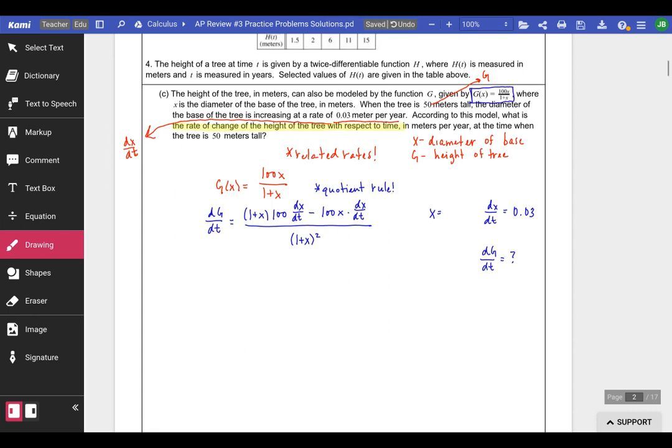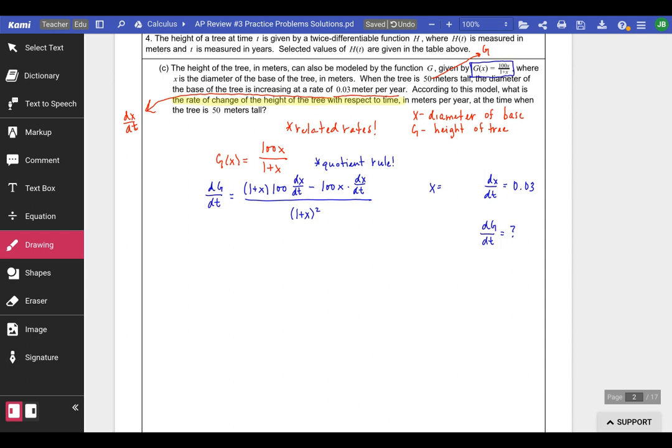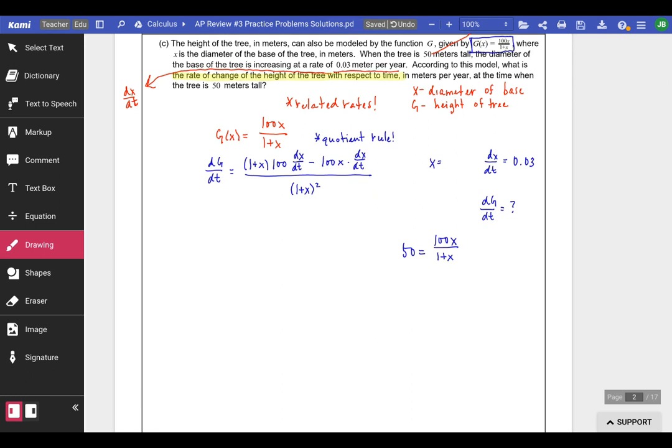So when g is 50, we're going to use that to solve for what x is at that point in time. So 50 equals 100x over 1 plus x. To solve, I'm going to multiply by 1 plus x on both sides, which is going to give me 50 plus 50x equals 100x. If I subtract 50x, I get 50 equals 50x, and so x is equal to 1. So now I have what I need to be able to go back and solve.